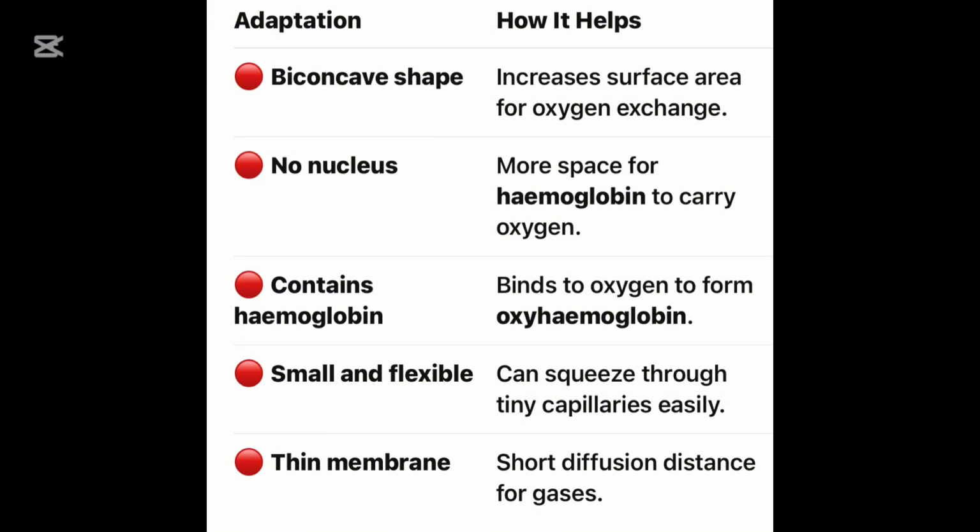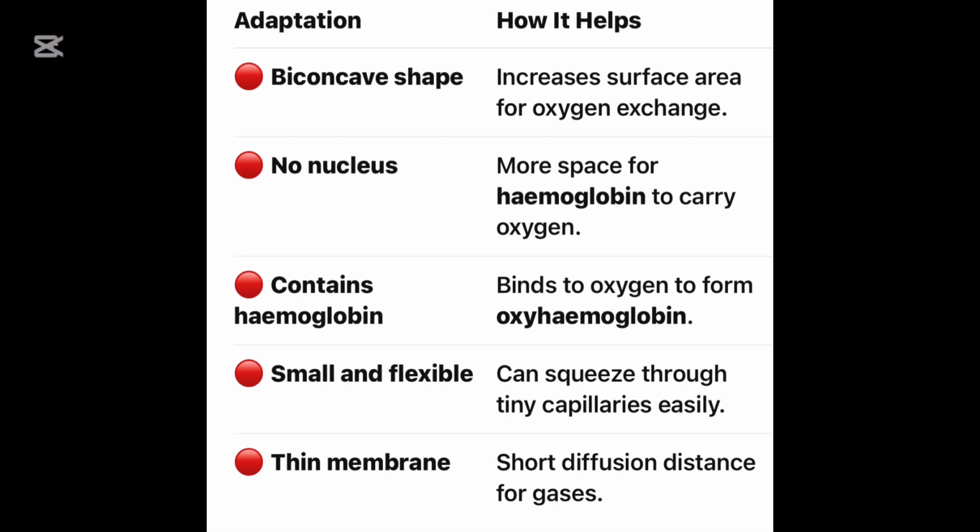So, what is the major function of hemoglobin? Hemoglobin has great affinity for oxygen. Hence, when it comes in contact with oxygen, it binds with oxygen to form oxyhemoglobin. Now, in this process, it's able to transport oxygen around the body and to the tissues where it is needed.